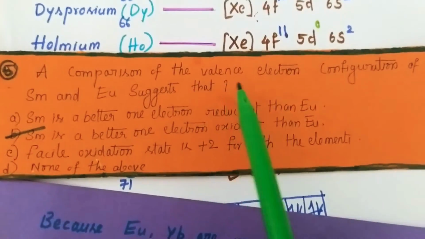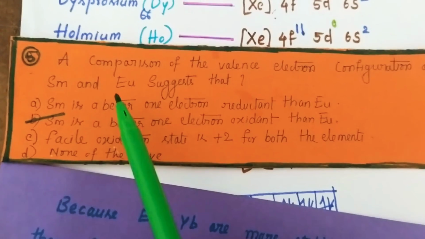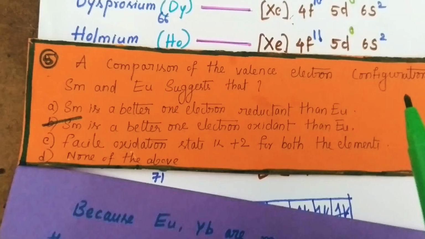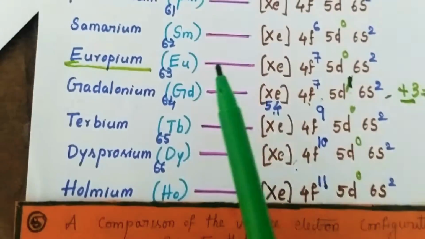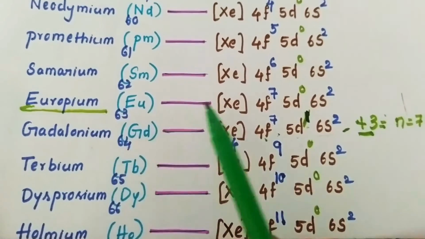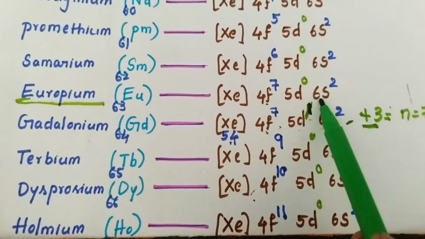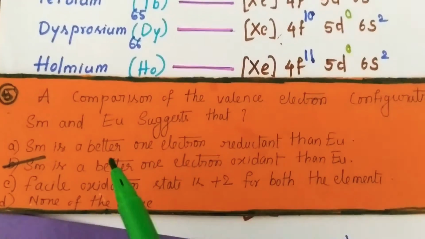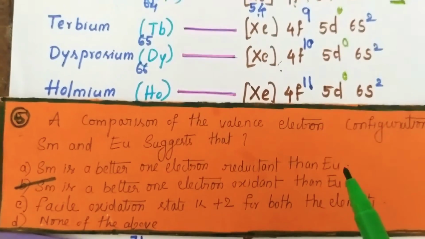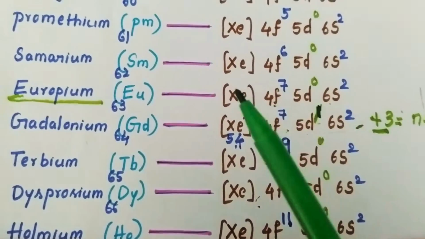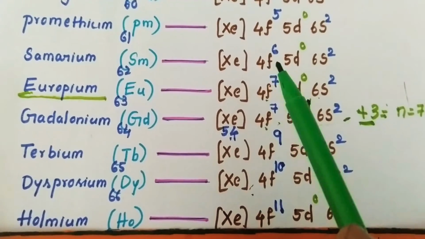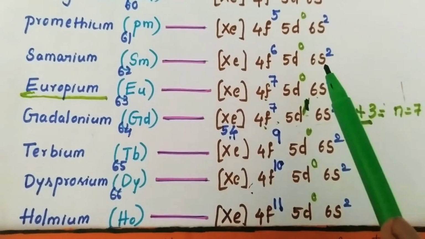A comparison of the valence electron configuration of the elements samarium and europium suggests that. So we should know the configuration of samarium and europium. You can see here, this is the samarium configuration 4f6 6s2, and this is the europium configuration 4f7 6s2. Coming to the first option, samarium is a better 1 electron reductant than europium. Reductant means the one which undergoes oxidation and thus helps the reduction of another substance.